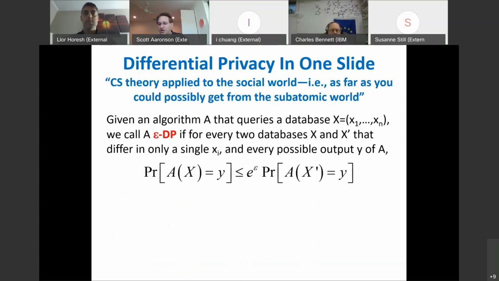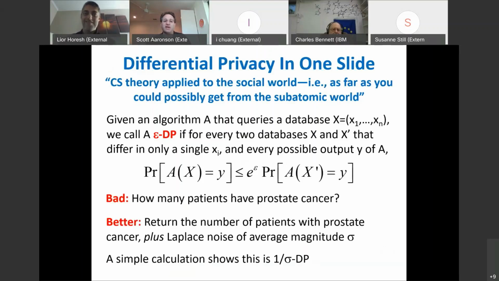Now, what on earth would it have to do with differential privacy? So, differential privacy is sort of like theoretical computer science applied to the social world, about as far as you could get from the subatomic world, right? But it's a notion that was defined by Cynthia Dwork and her collaborators about 15 years ago. And it's a condition on algorithms that could query databases. That says that it's a sort of a multiplicative closeness guarantee.